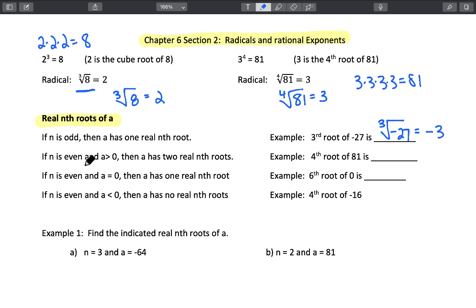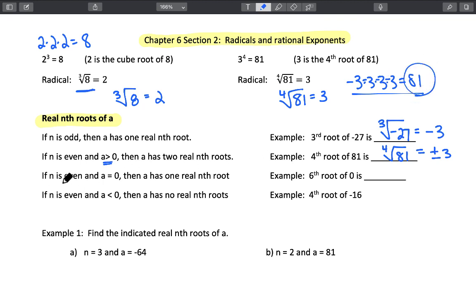However, if n is even and a is positive, greater than 0, then it has two real nth roots. Here's another example. The fourth root of 81, just like what we did above. The fourth root of 81 is actually equal to both positive and negative 3. Because not only can you multiply positive 3 by itself 4 times to get 81, but you can also multiply a negative 3 by itself 4 times and still end up with a positive 81. Because a negative times a negative times a negative times a negative is still a positive.